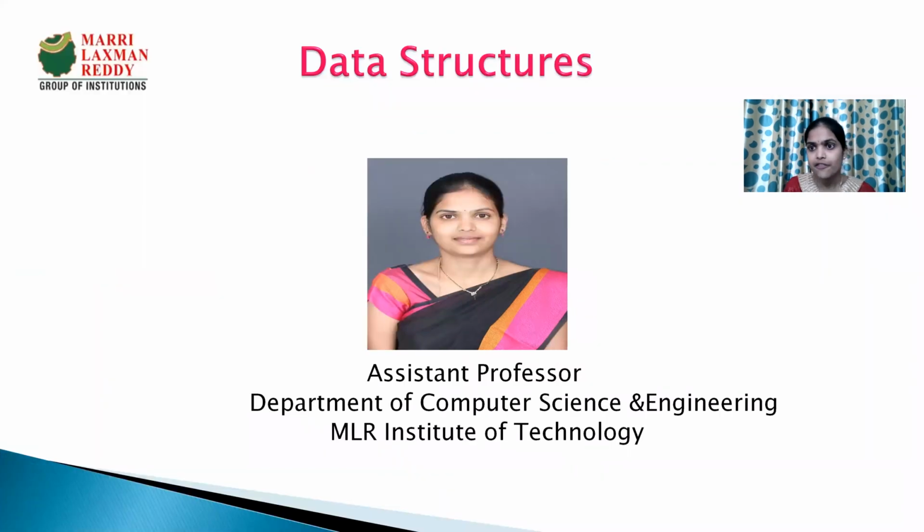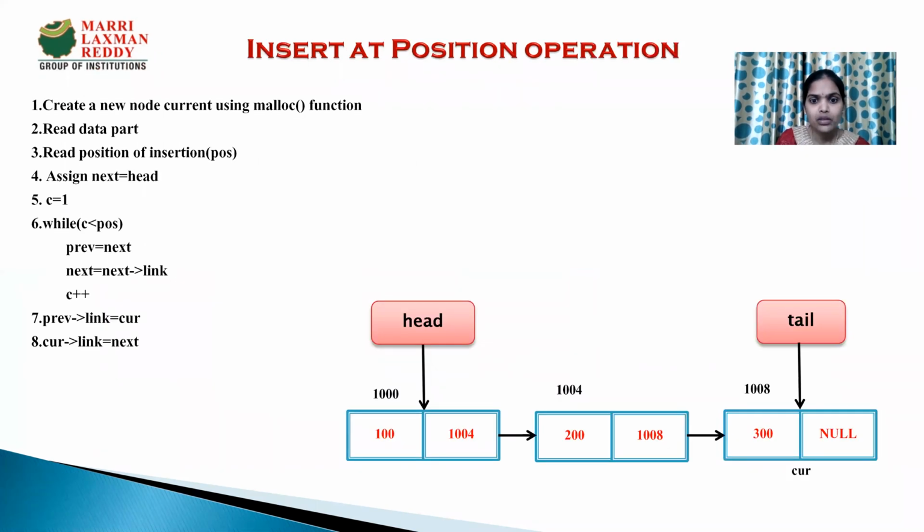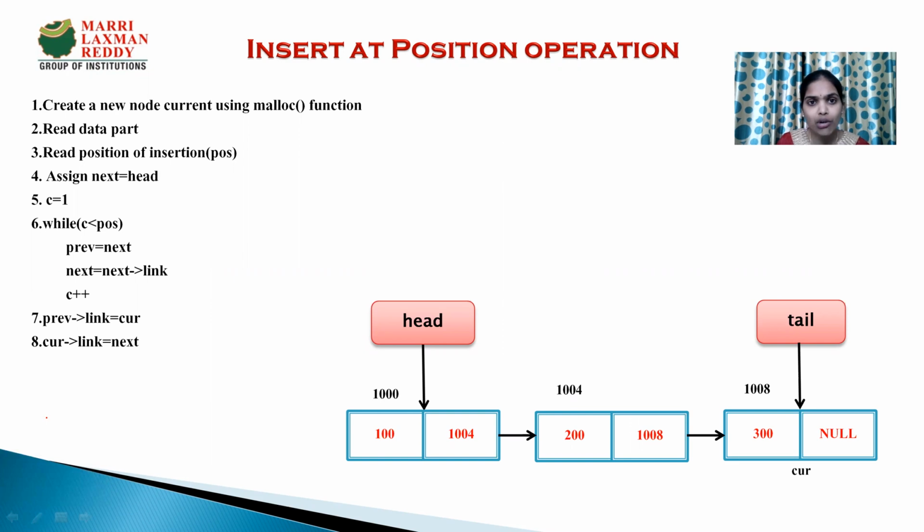After this session, the learner will be able to know how to insert a node at a particular position in a single linked list. Before seeing how to insert a node at a particular position, we have to be cautious that the list should be already created. If the list is not created in prior, we cannot insert a node at a particular position because there are no certain positions because the list is empty.